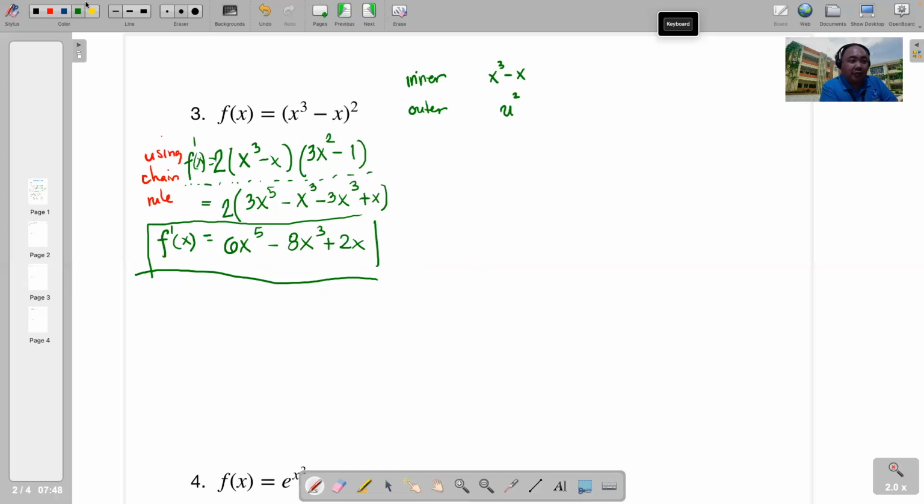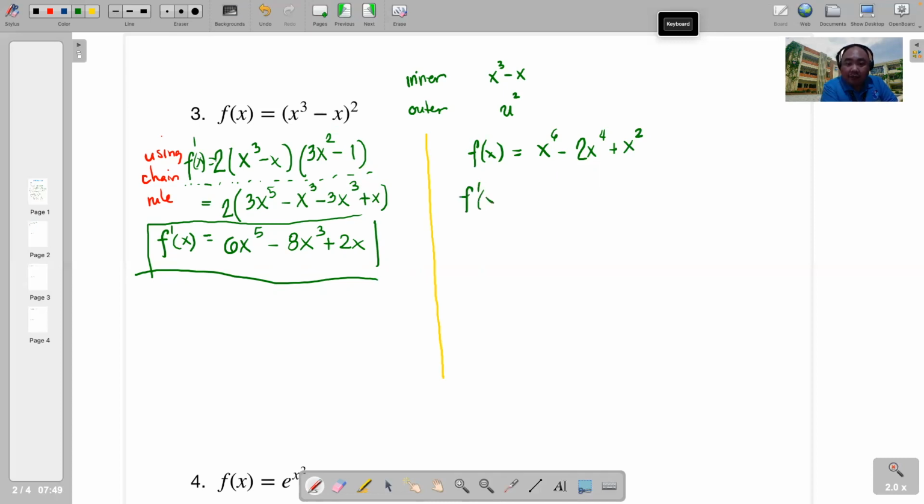Now, you might have a question: can we do the differentiation process without using the chain rule? Well, apparently with this example, you could. How do I do that? First you expand f of x, make it x to the 6 minus 2x to the fourth plus x squared. If you expand (x cubed minus x) squared, you will get this.